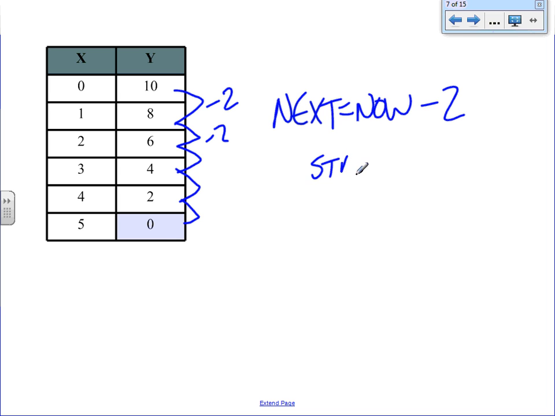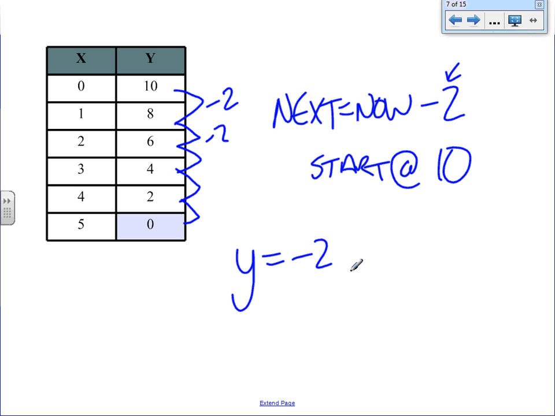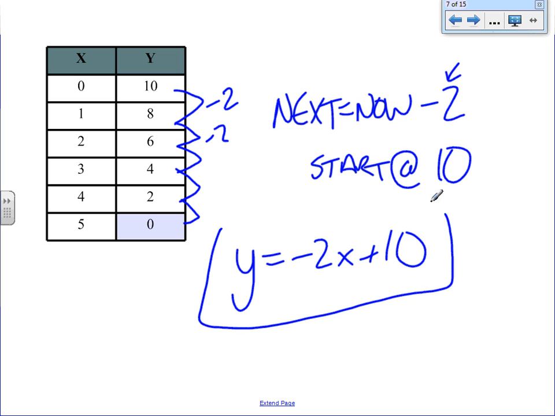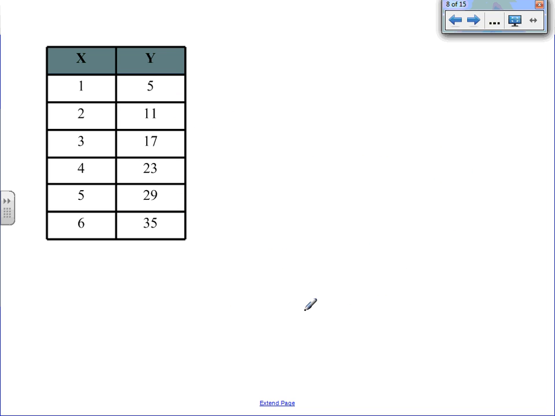And where do we start? We start at 10. Equation-wise, y equals, what's my slope? The slope is, in this case, negative 2. Okay, x, and my starting at is 10. So in slope-intercept form, the equation is y equals negative 2x plus 10. Okay? That's all there is to it.